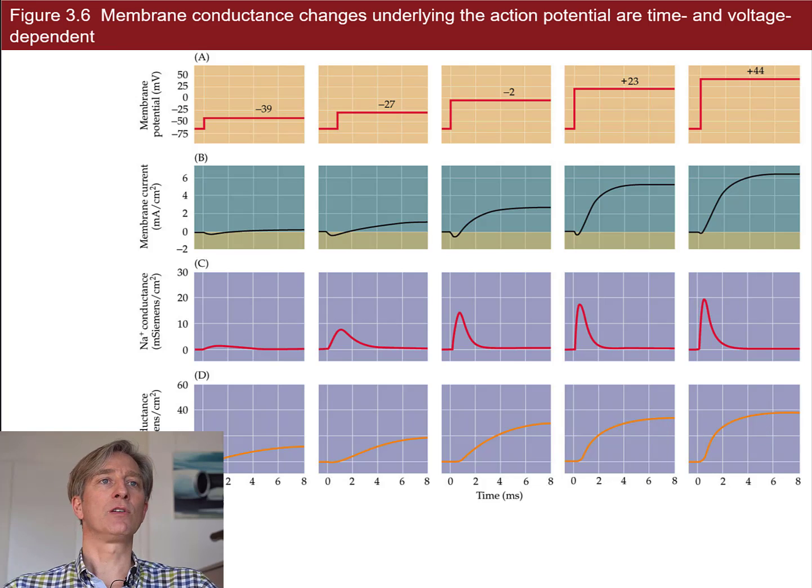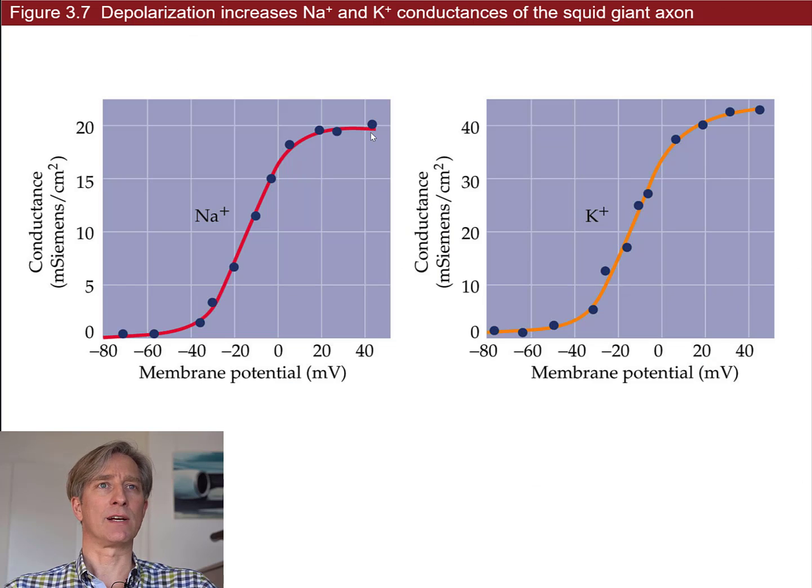This kind of voltage dependence here, that at a large negative voltage there is hardly any current flowing in either case, the conductances are close to zero, gives rise to these voltage dependence curves. So this is now the voltage dependence of the peak sodium conductance, shown here on the left. And on the right is the voltage dependence of the steady potassium conductance. So they are very similar, these curves.